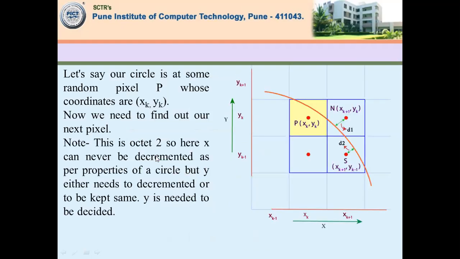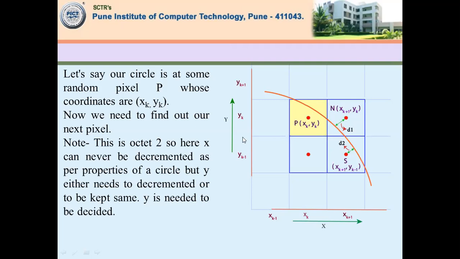Let's move ahead. Our circle is at some random point. Consider, with the help of a compass also, when you draw a circle, you take one random point, right? And from that point, you draw your whole circle. So similar to that, we need to consider some random pixel P. Let's say the coordinates for the pixel are xk and yk. This is the pixel. Now just imagine we are in octant 2 only. Though the figure looks like we have just zoomed in, you can have a broad view of that particular octant 2. Fine, so this is xk, yk.